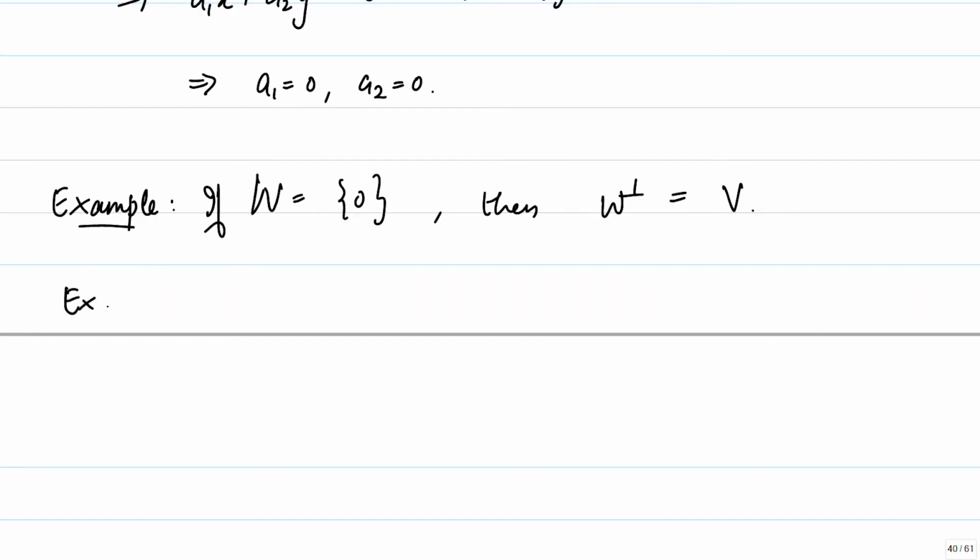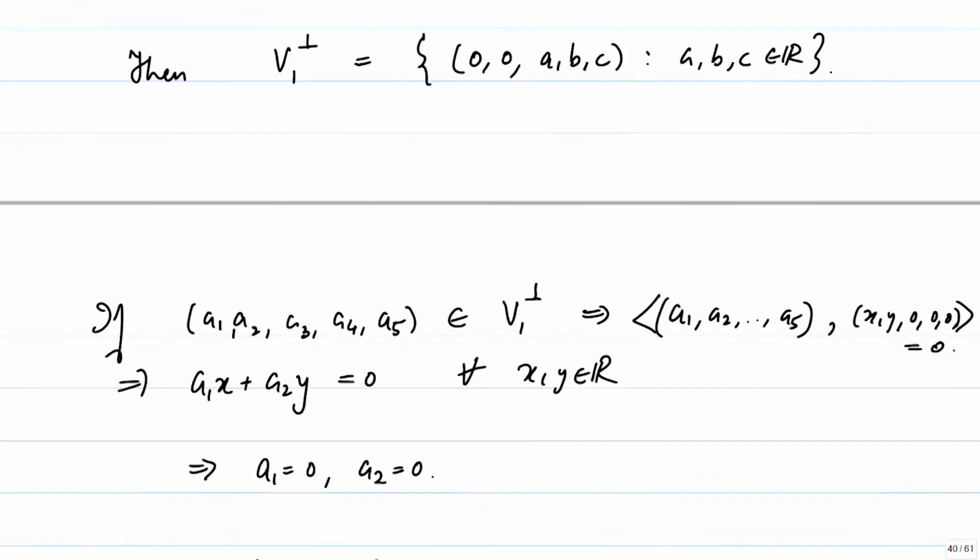because it's already equal to V, and therefore it has to be equal to V. Another example would be to check that if W is equal to V, the entire vector space, then W orthogonal, we should sit back and think about what this is going to be equal to. We will come back to it a few minutes later, or maybe you should pause and think about it, and then see that the answer is the 0 vector space.